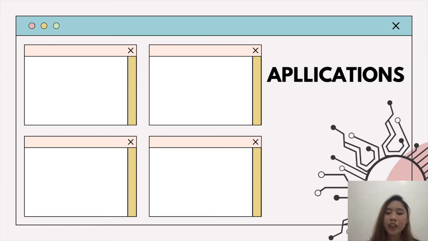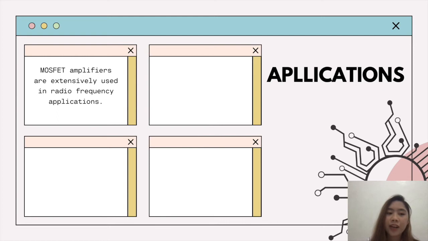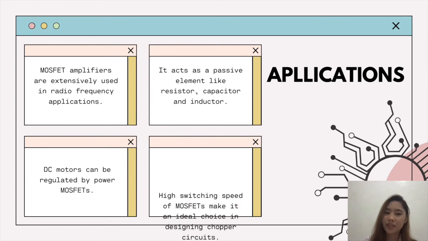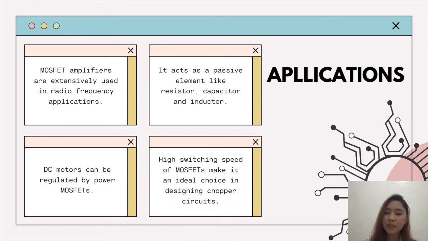The applications of the MOSFET amplifier circuit. First, MOSFET amplifiers are extensively used in radio frequency applications. Next, it acts as a passive element like a resistor, capacitor, and inductor. The DC motors can be regulated by the power of MOSFETs. And lastly, the high switching speed of MOSFETs makes it an ideal choice in designing chopper circuits.